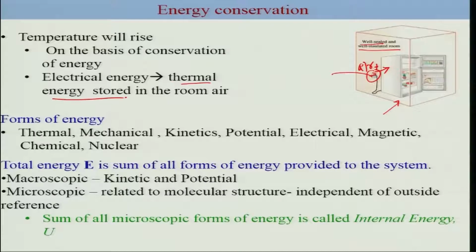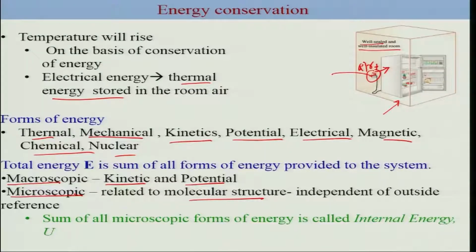Okay. So there are many forms of energy. Thermal energy I said once already. Thermal is one. Mechanical, kinetic, potential, electrical, magnetic, chemical, and nuclear. Some are macroscopic in nature, which depends on the elevation or the overall system velocity. Some depend on the molecular motions, which is microscopic. So the macroscopic ones are kinetic and potential, and microscopic ones are those related to molecular structure, which is independent of outside reference. We are going to discuss this more in detail.